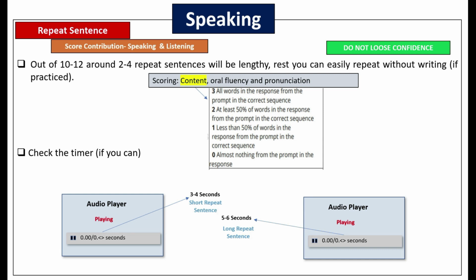Now there is one more thing, if you can check the timer. In PTE, and you can also check in mock tests if you have given a PTE mock test, there are different timers. If you see the timer here at the beginning, there will be different timing, 3 to 4 seconds and 5 to 6 seconds. If it is 3 to 4 seconds, it means the repeat sentence is going to be shorter. If it is 5 to 6 seconds, it means the repeat sentence is going to be longer.